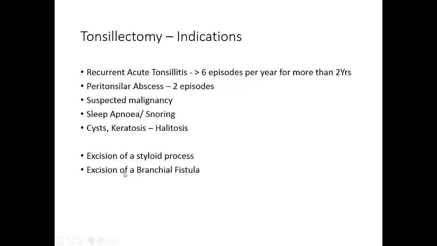In the case of a branchial fistula, it's an opening that you see in the neck. When the surgery is done and the tract is followed up into the throat, the upper end will be in the tonsil. Sometimes the tonsil may have to be removed to complete the surgery.